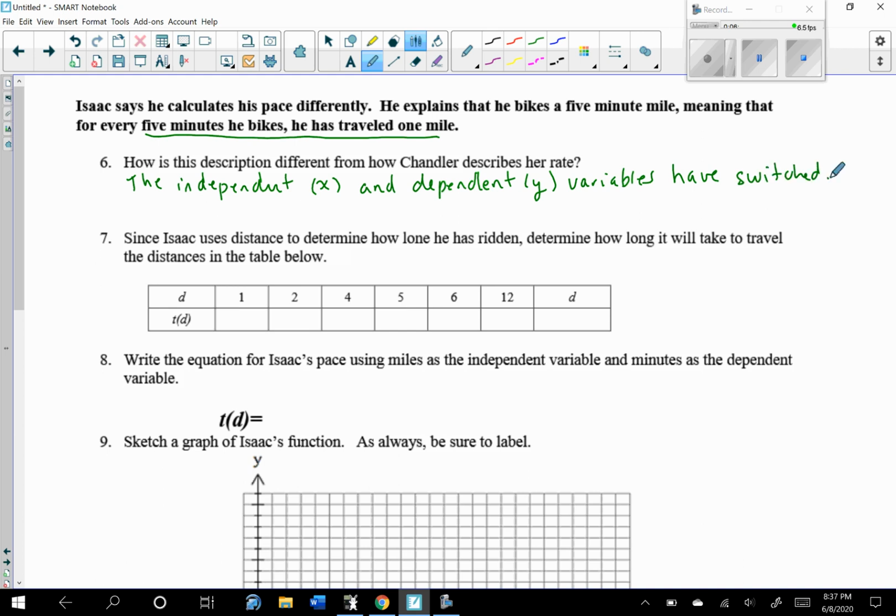Could have also said your domain and your range have switched. Those all mean the same thing. Since Isaac uses distance to determine how long he has ridden, determine how long it will take to travel distances in the table below. So we know if the distance is 1 mile, it takes him 5 minutes. 2 miles would then be 10, 4 would be 20, 5 would be 25, 6 would be 30, and this would be 60. How do we know? Because we're taking 5 times d in this case, 5 times the distance. So t of d is equal to 5 times d.